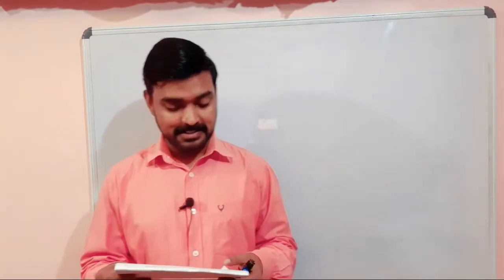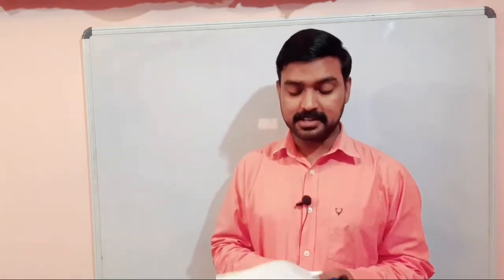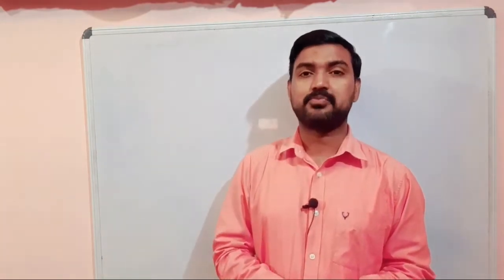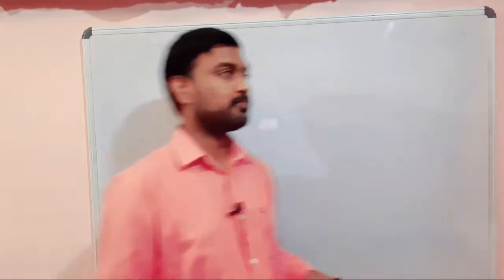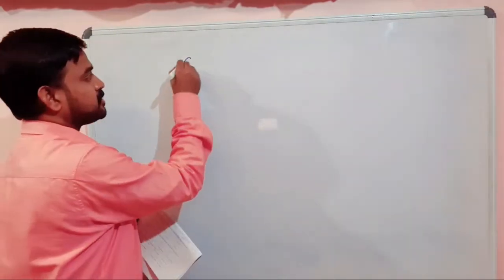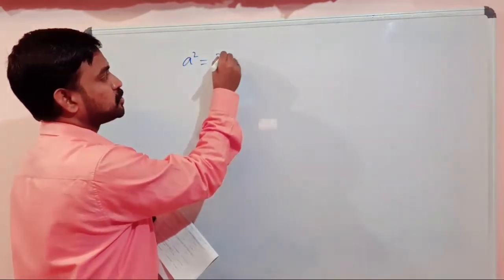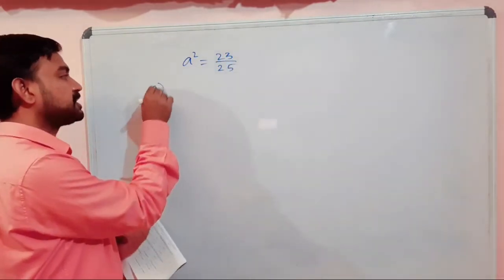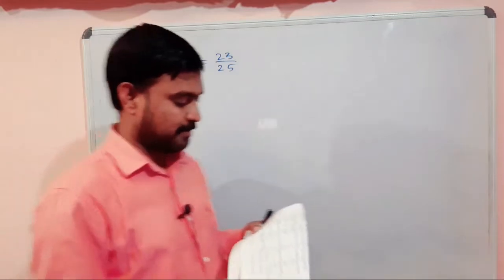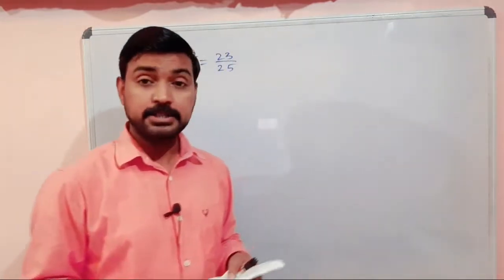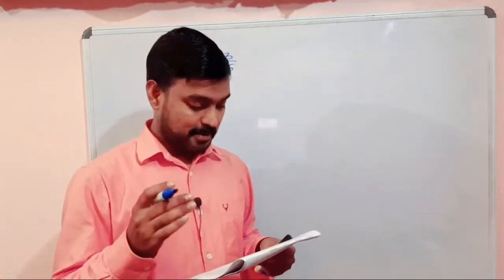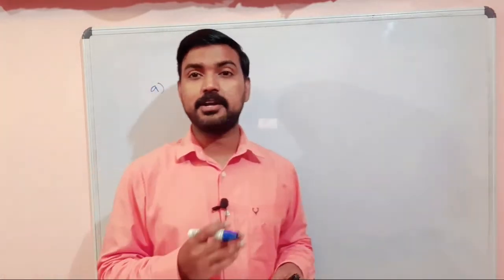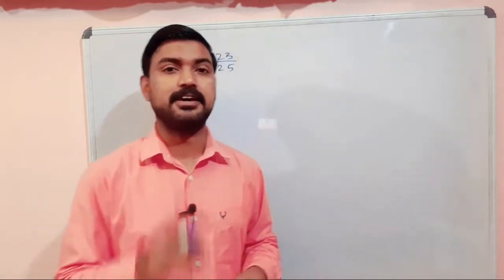Question number 11: if a square is equal to 23 by 25, then what is the value of a? There are four options given. A is a rational number, a is an irrational number, a is a whole number, a is an integer. Which is the right answer?